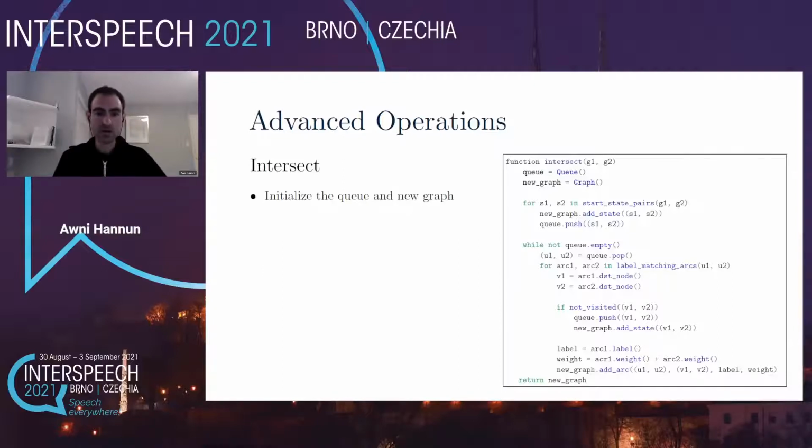So the way that the algorithm works is you have a queue, a FIFO queue, first in, first out, and you have your new graph, which is the graph we're trying to compute, the intersection of the two inputs. So the first step is to initialize those. The second step is for all possible pairs of start states in the two inputs, those are potential start states in the intersected input. And we also add them to our queue as states to explore.